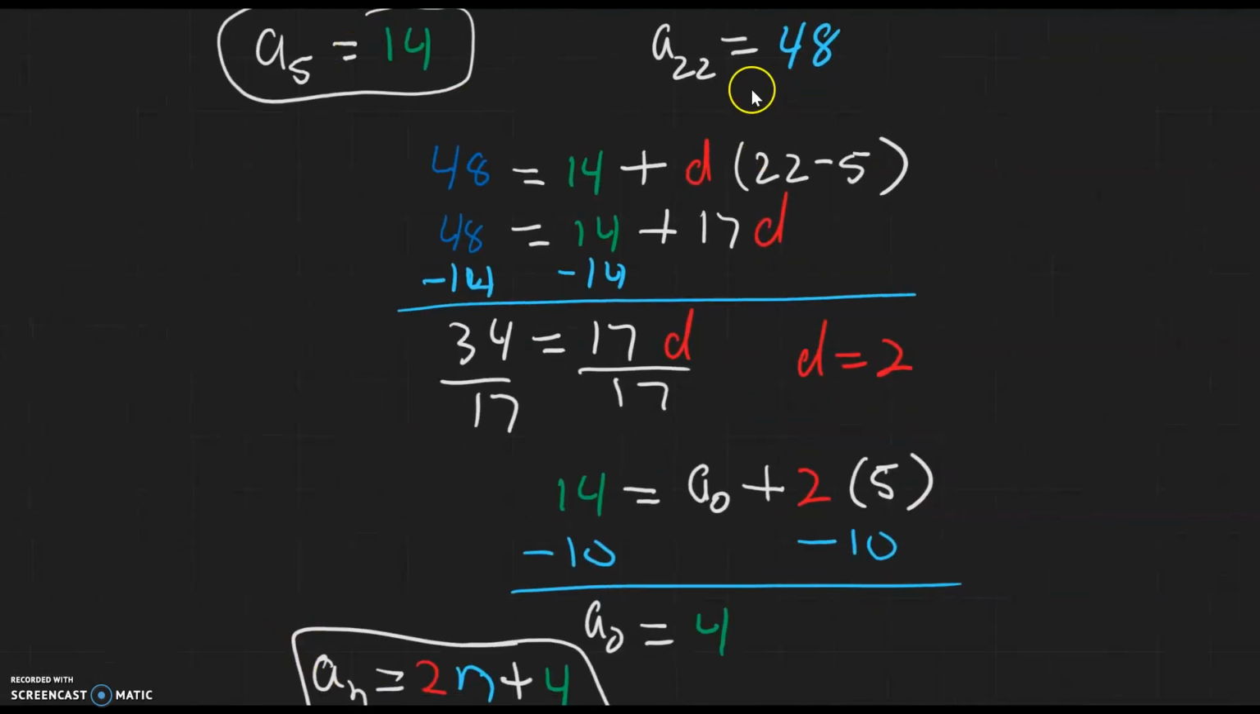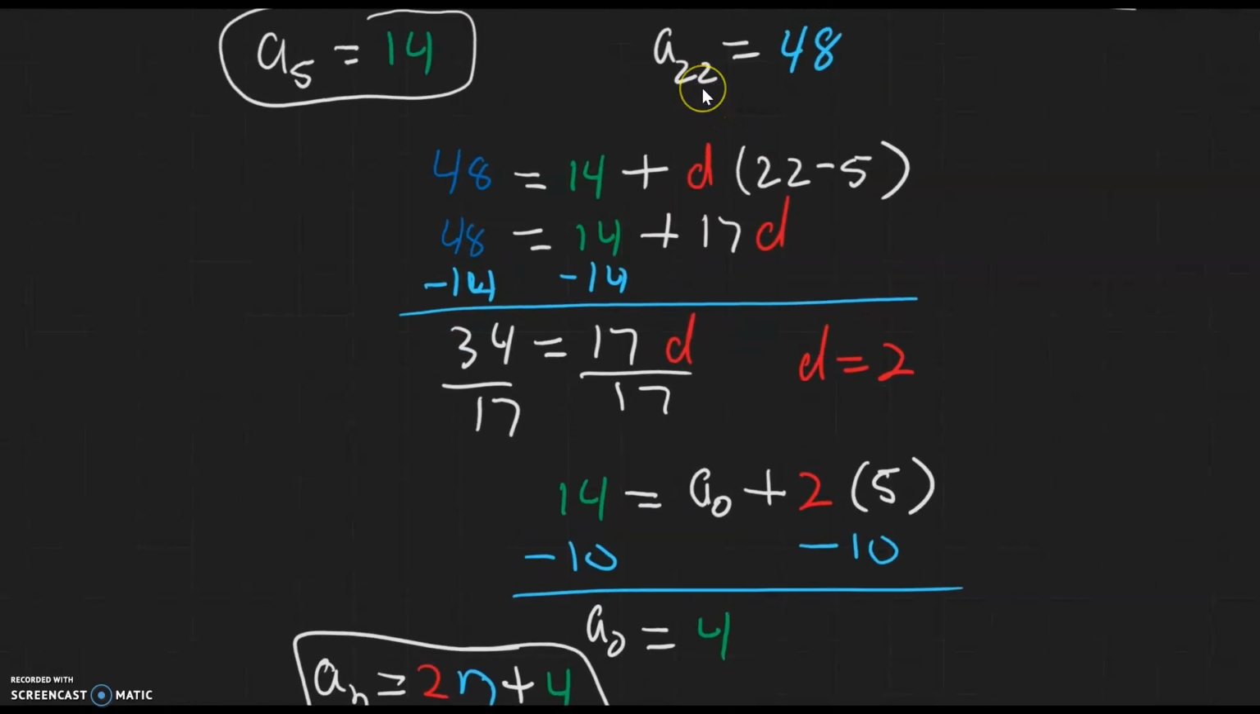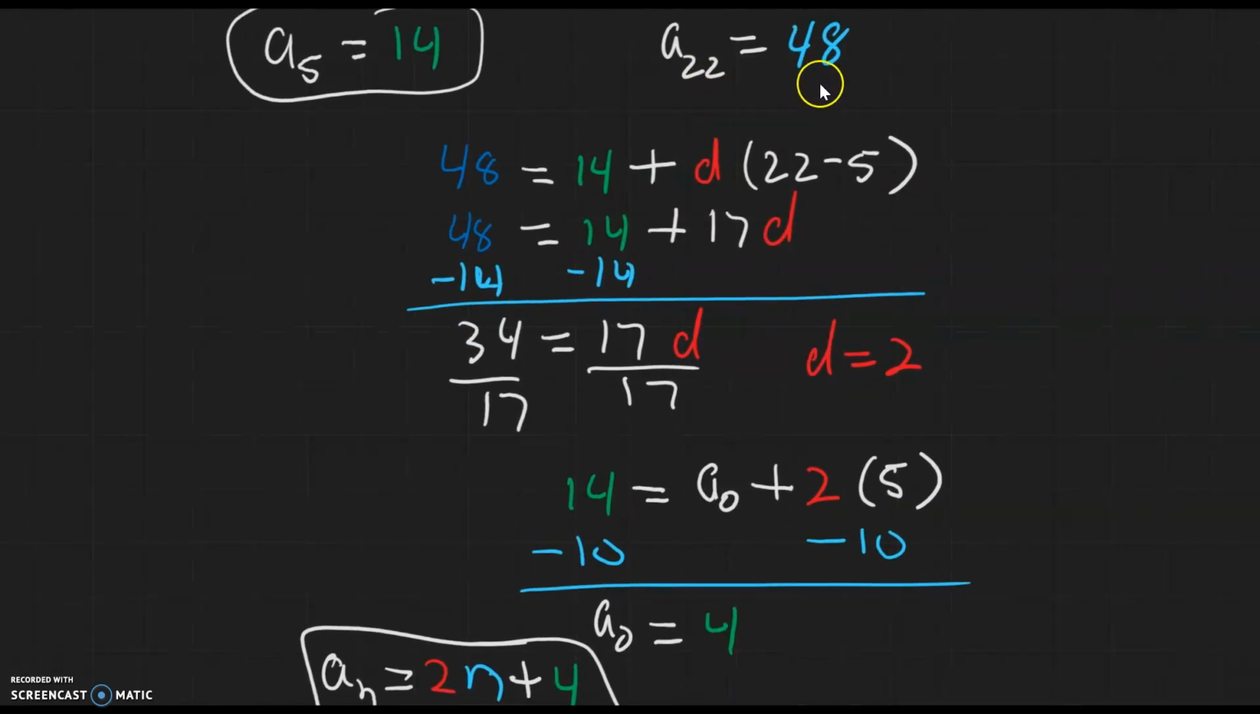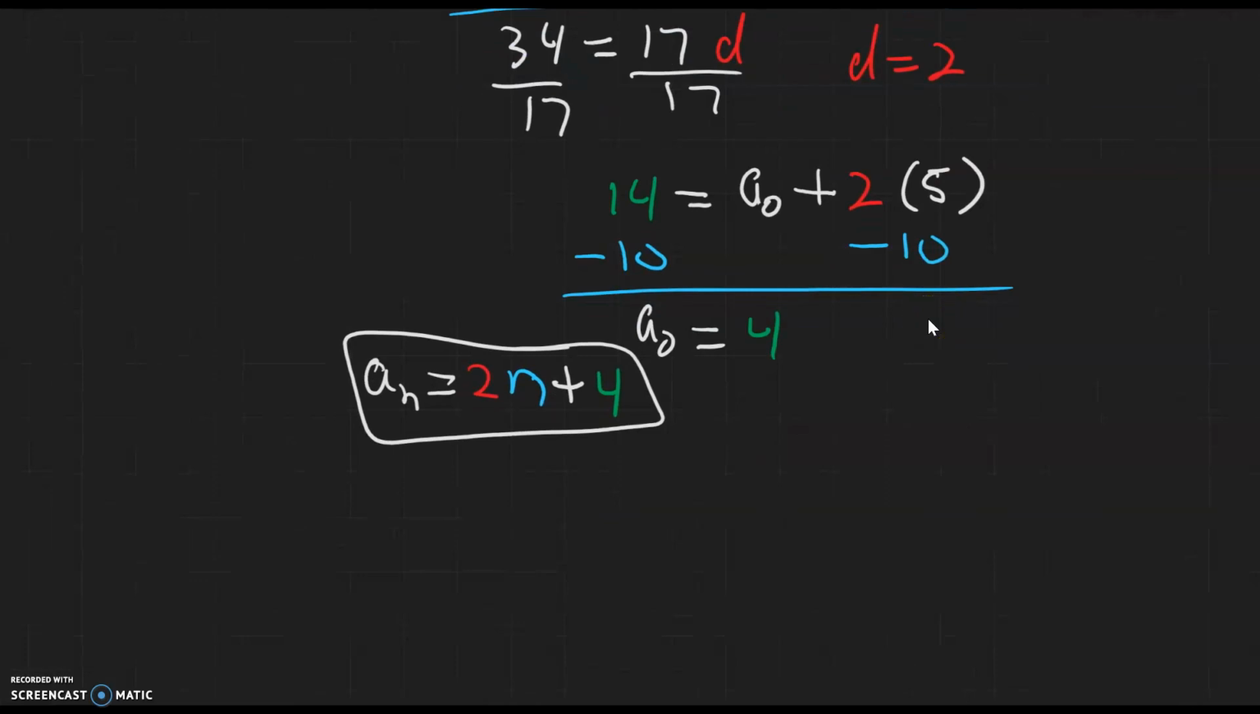Okay, let's test it. What's 2 times 22? That's 44, plus 4 is 48. So that seems to work out. So there you have it. That is some of the key features of arithmetic sequences.